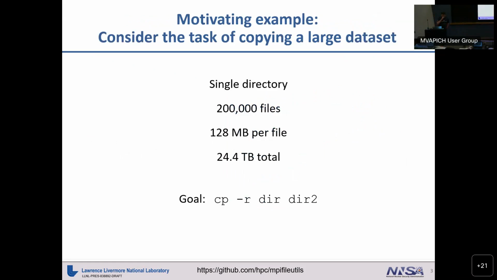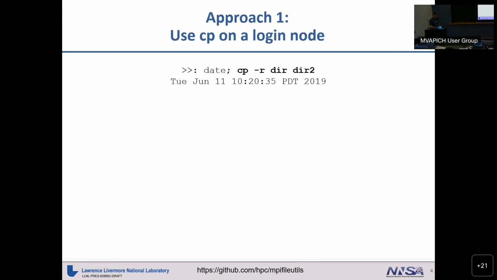Just as an example, consider you've got a large scale simulation that you've run, and maybe that simulation wrote a checkpoint. So you have a single directory with 200,000 files in it, each file being 128 megabytes. That totals up to about 24 terabytes. And now what you'd like to do is just make a copy of that. Maybe you want to modify those files in some way, but you don't want to mess with the original in case you mess something up. So you just want to do this simple recursive copy. A few years ago, I actually did that exact experiment.